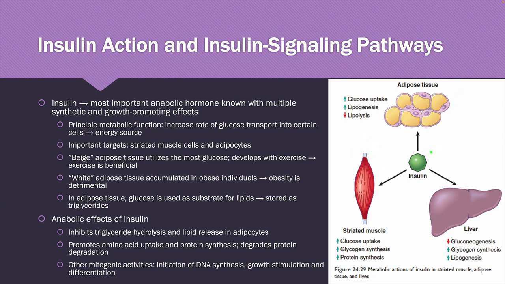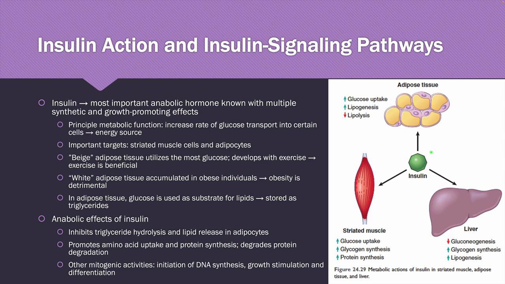In adipocytes, however, it's classified into two, yung beige and yung white. Yung beige adipose tissue is the one that utilizes the most glucose and develops with exercise. So, kaya sinasabi natin sa patients natin that exercise is very beneficial to preventing or overcoming diabetes. The white adipose tissue is the one being accumulated in obese individuals, and therefore obesity is detrimental.